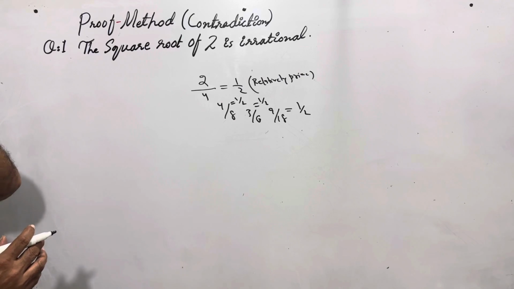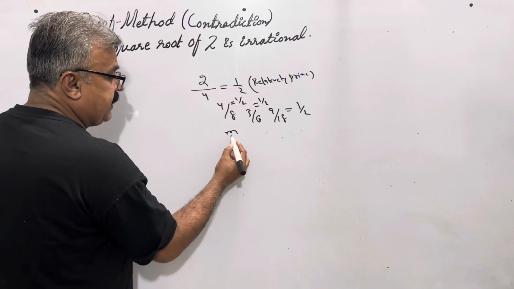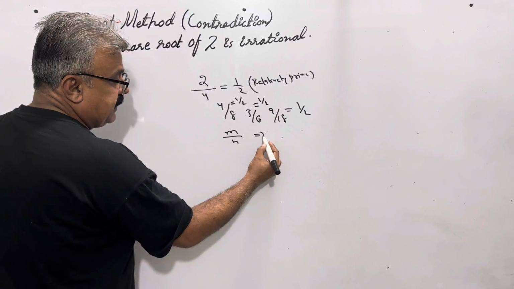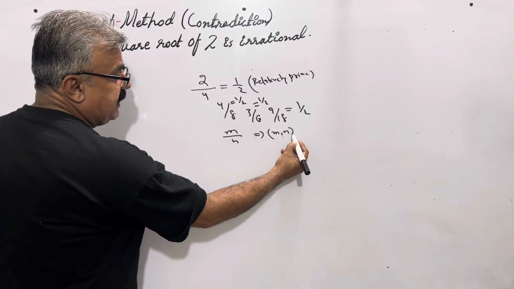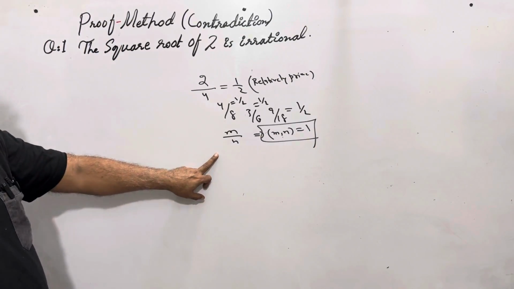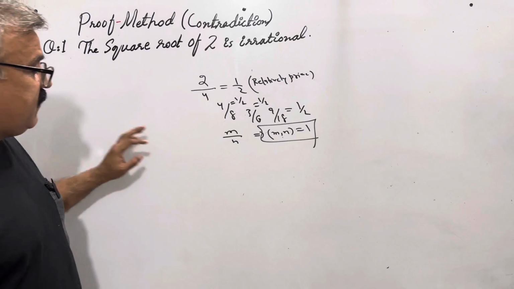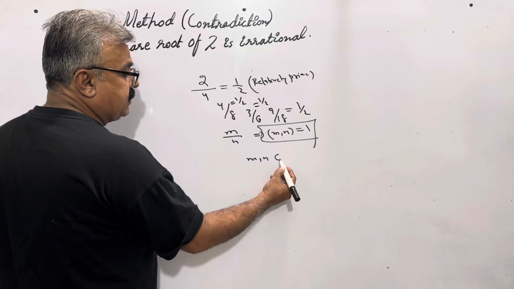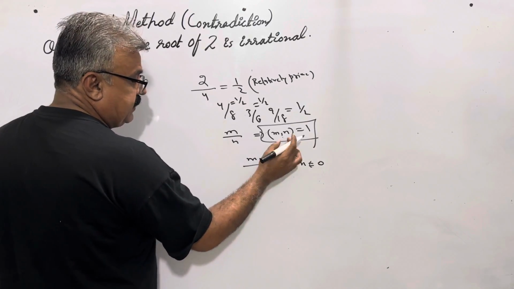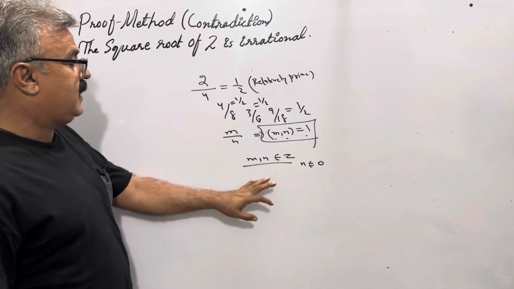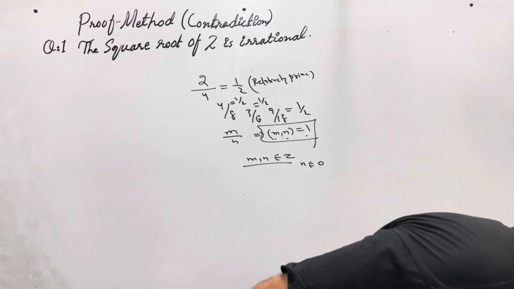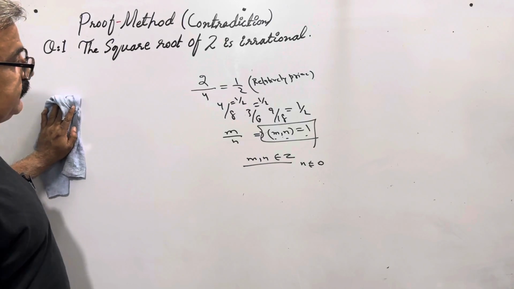The common factor of numerator and denominator is only one. We can write that m and n have GCD 1. m over n is a rational number if and only if m, n belong to Z and n does not equal 0. Furthermore, they are relatively prime. We have to arrive at some contradiction in that case.